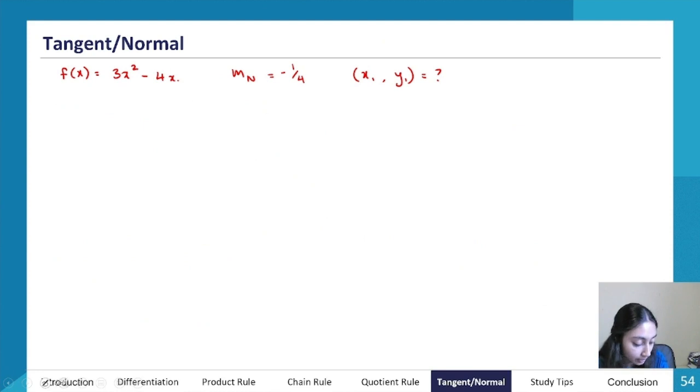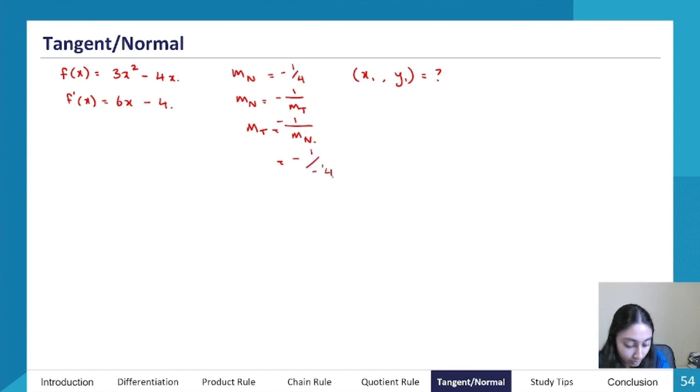All right, so the first thing that I need to do is differentiate my function. So f dash of x will be equal to 6x minus 4. Now I know the gradient of the normal, which means that I can find the gradient of the tangent, using the same relationship that I had in my last question, in that mn is equal to negative 1 on mt. So likewise, mt is equal to negative 1 on mn, which would be negative 1 on negative a quarter, which is 4.